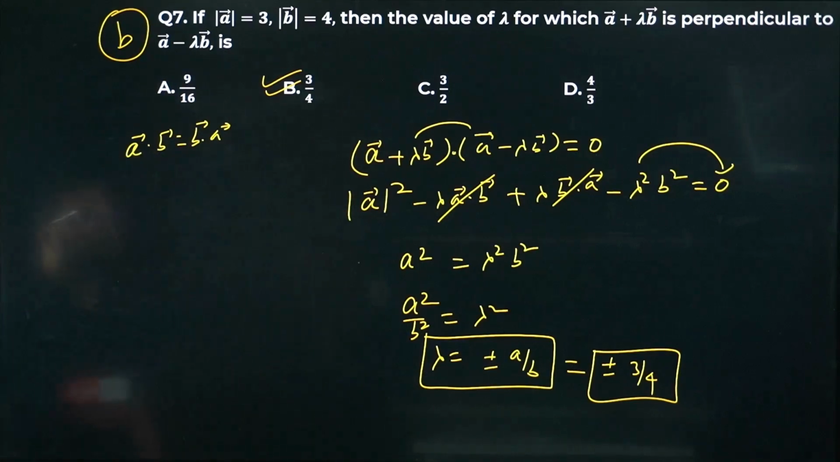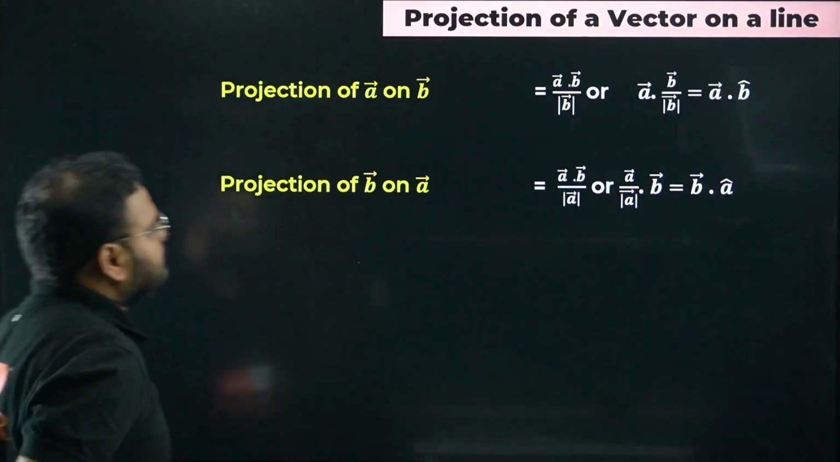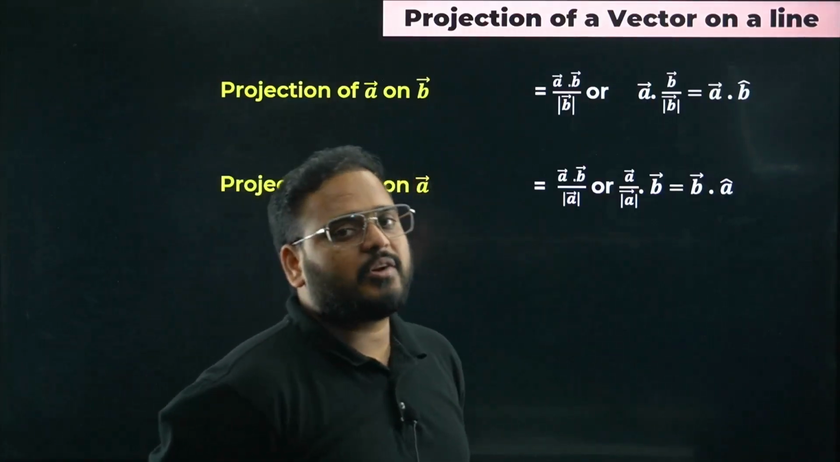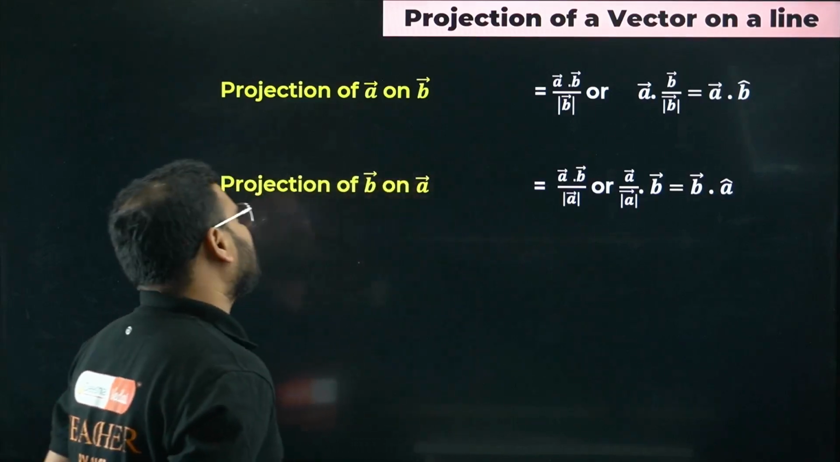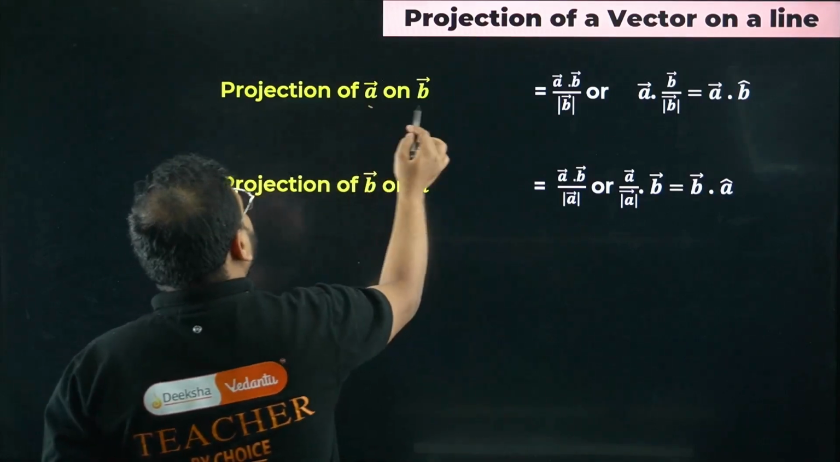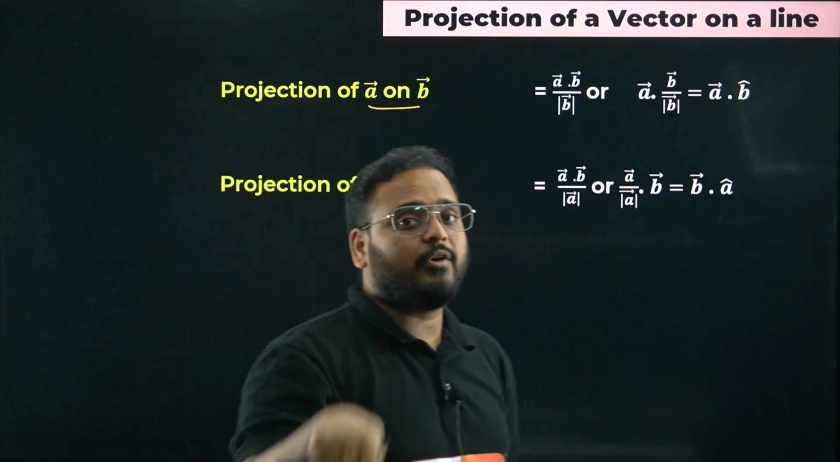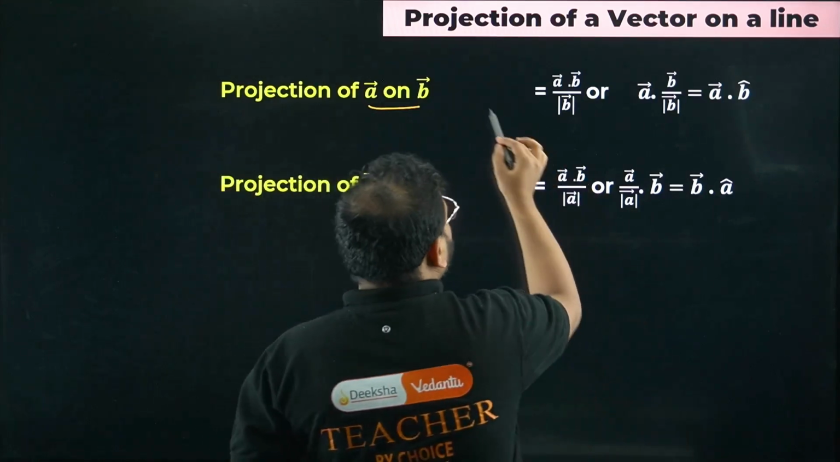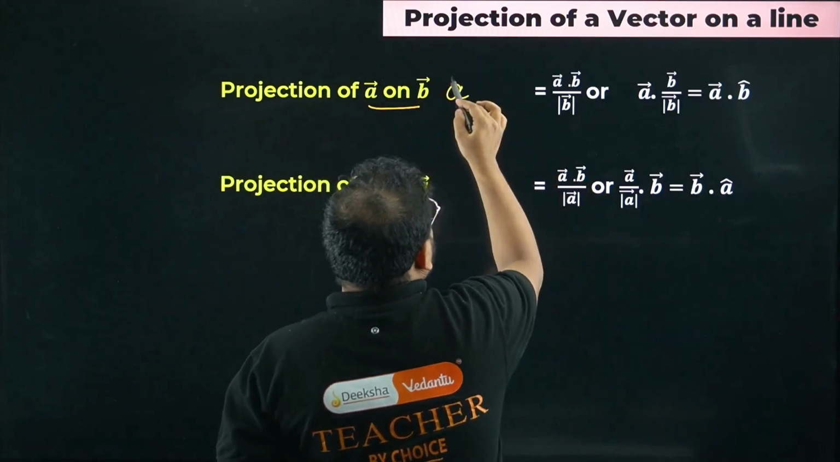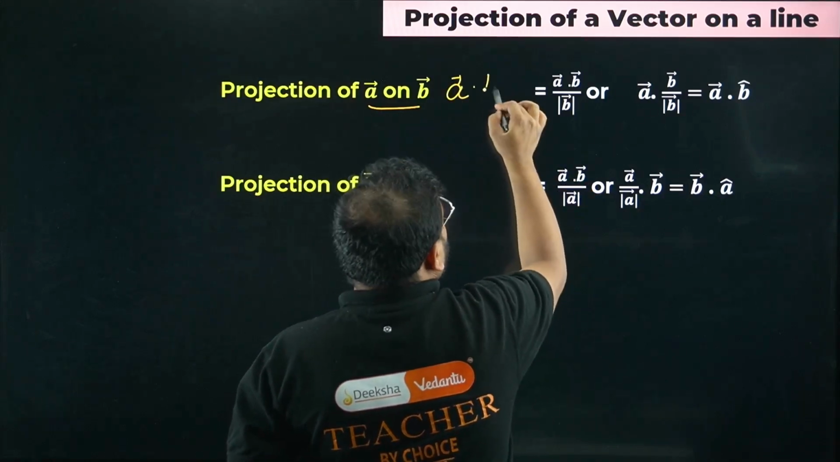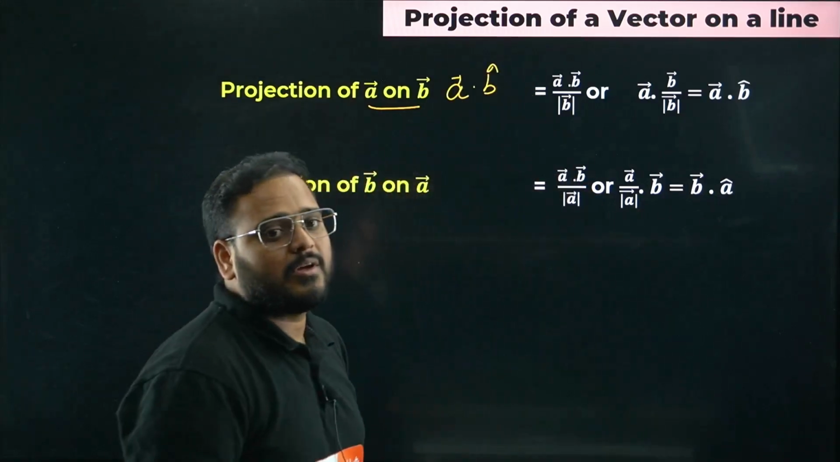Please have a look. What next now? Now we have projection of a vector on a line. Projection of A on B means the part of A on B. What are you going to do with that? Basically it means A vector dotted with B cap.